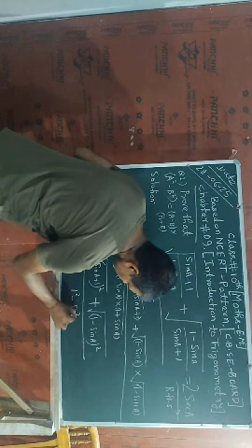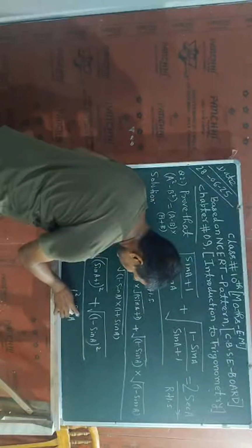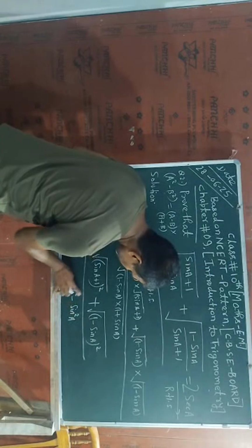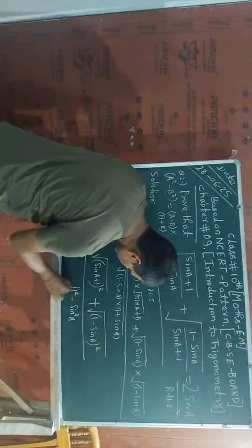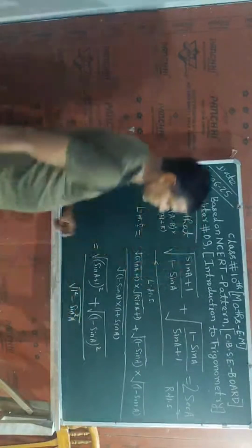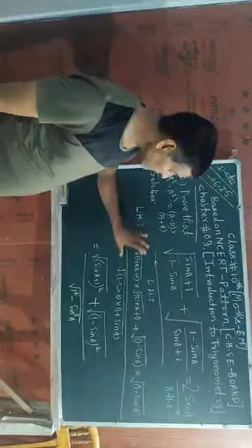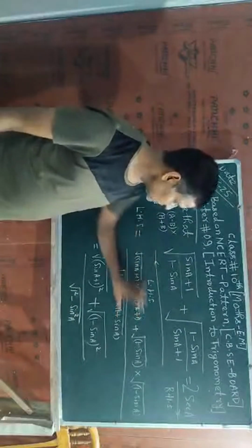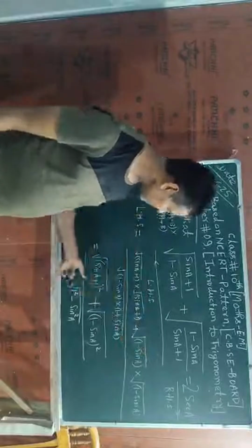So sin A square, this is within the square root. This is also available within the square root, so I will put here the square root. Okay. So this term I have simplified after simplification. Now, the above data I will erase for further calculation.